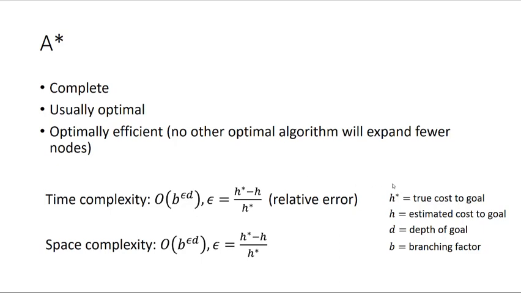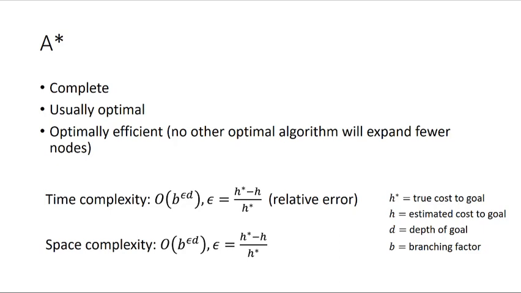So I put a little legend over here for this. h star is the true cost to the goal. h is the estimated cost to the goal, or the heuristic value. So here, what epsilon is computing is the relative error. So the better that your heuristic function is at estimating the true cost, the lower this value is going to be. And as this value gets lower, it's going to lower the value in the exponent, which is going to lower the overall time complexity.